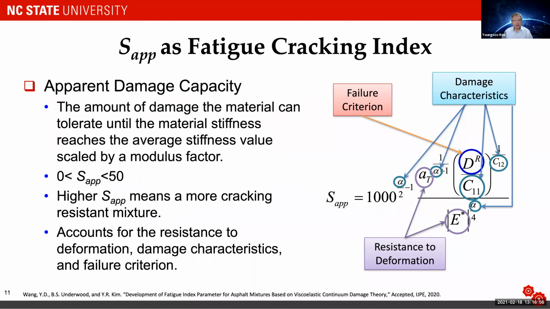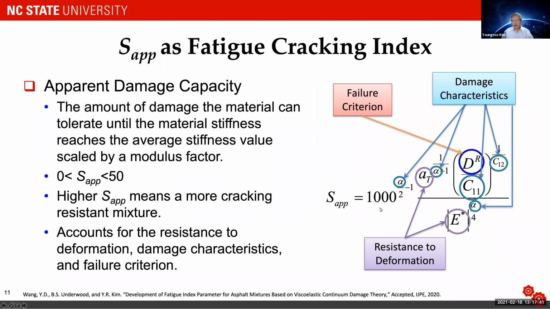What is SAT? The APP is coming from apparent. It's apparent damage capacity. The amount of damage the material can tolerate until the material stiffness reaches the average stiffness value scaled by a modulus factor. It's like the amount of damage a material can tolerate until a certain condition near the failure. And the value varies between 0 to 50. Higher means better material, and it accounts for the resistance to deformation, damage characteristic, and failure criterion in a single parameter. You see on the right hand side.